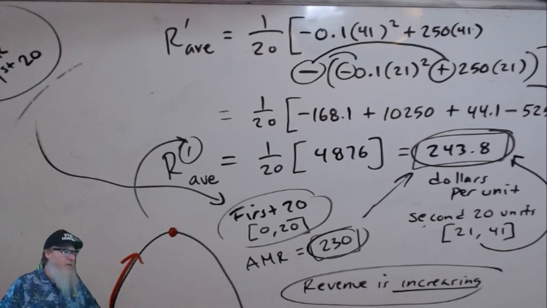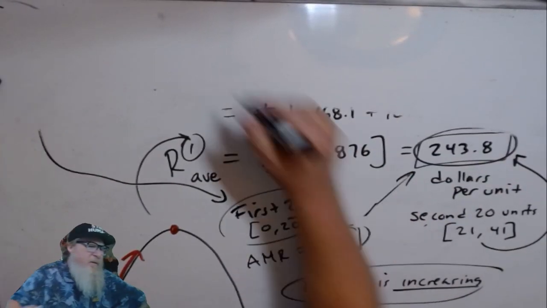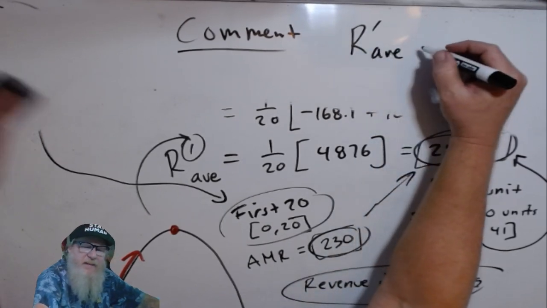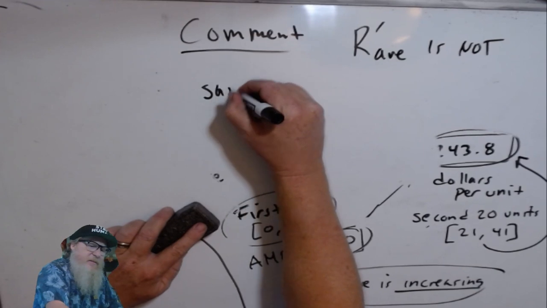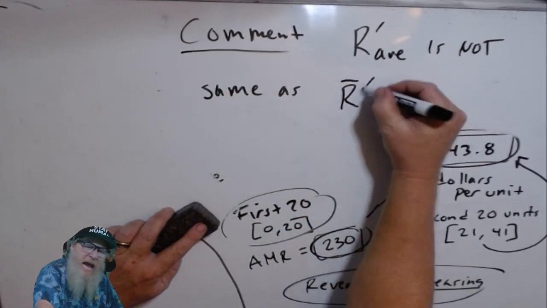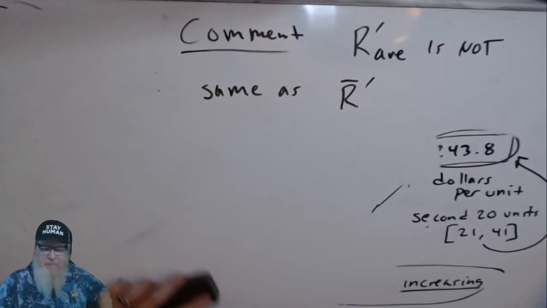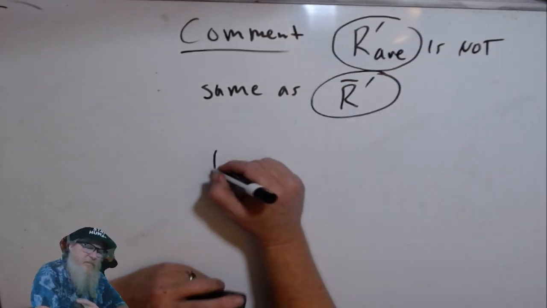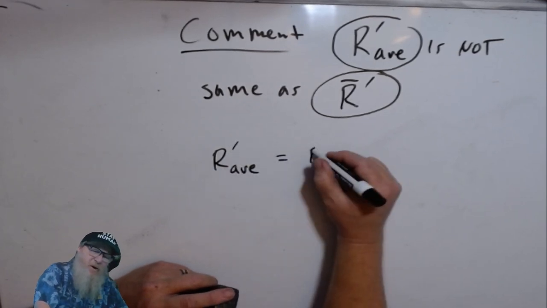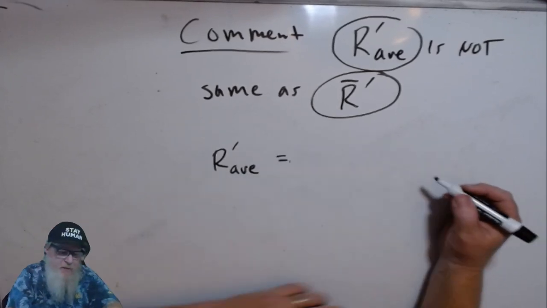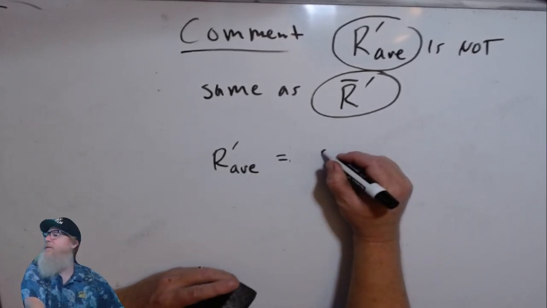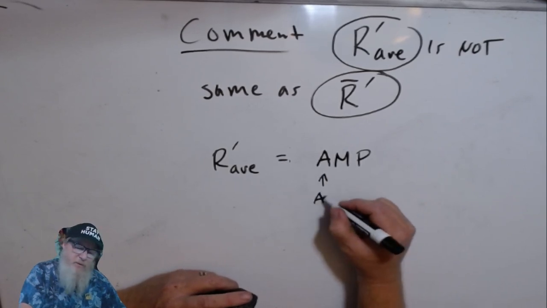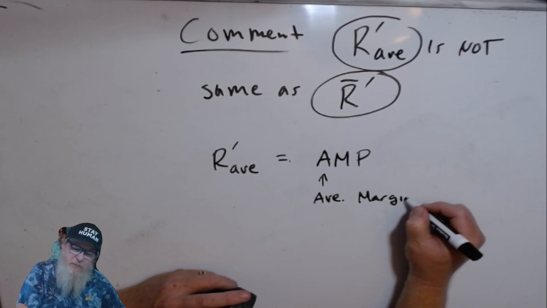I will make a comment before I do the last example today. R prime av is not the same as R hat prime. These are different. R prime av is called, sorry, it's called AMP, average marginal revenue.